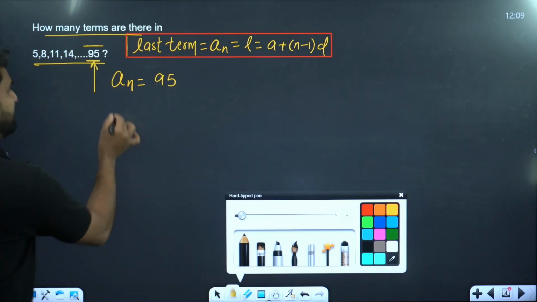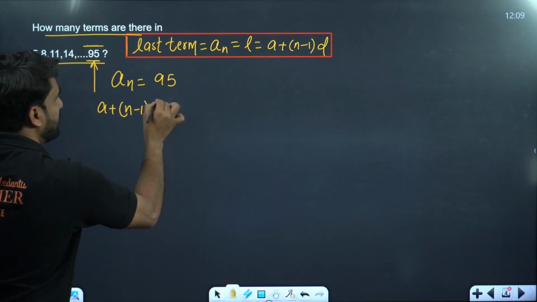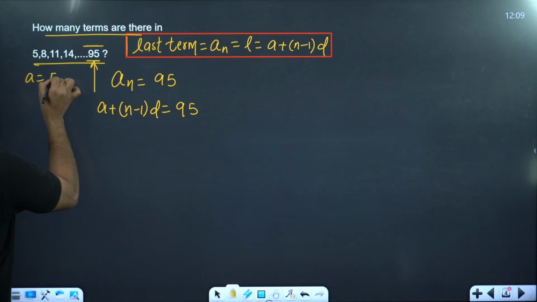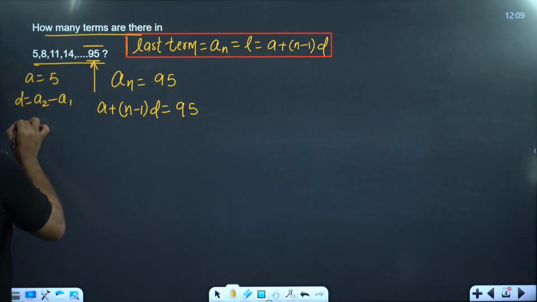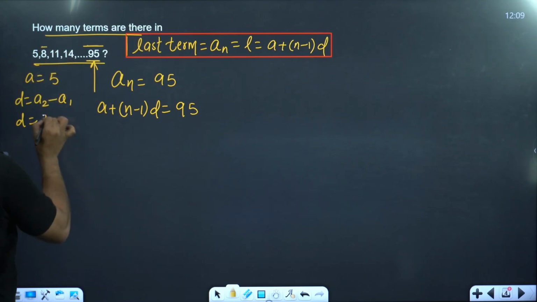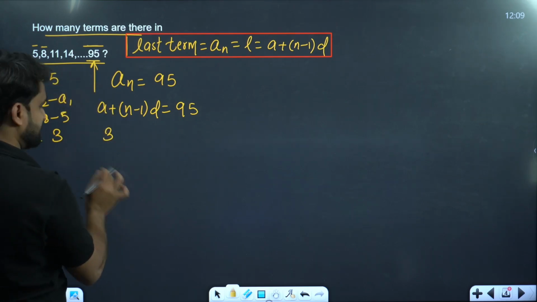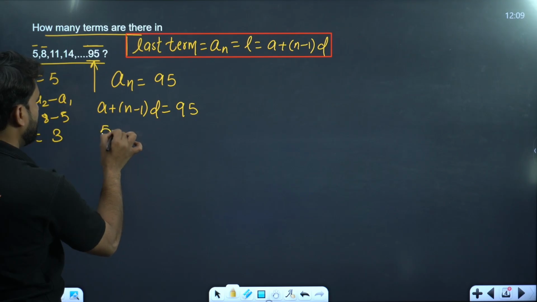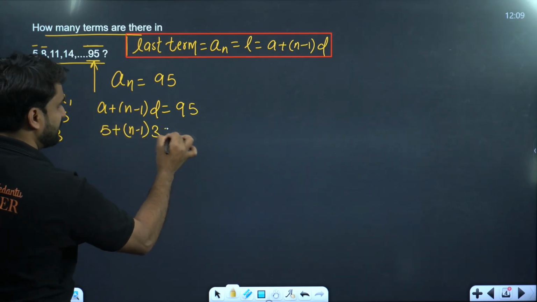Okay, now moving to next. an is equal to 95. So in place of an, what can we put? A plus n minus 1 into D is equal to 95. Now we have A. What will be A? A is 5. What is D? D is the second term minus the first term. So the second term is 8, the first term is 5, so 8 minus 5 will be 3, right? So A is 5 plus n minus 1, we don't know n, we have to calculate n, and D is 3, equal to 95.